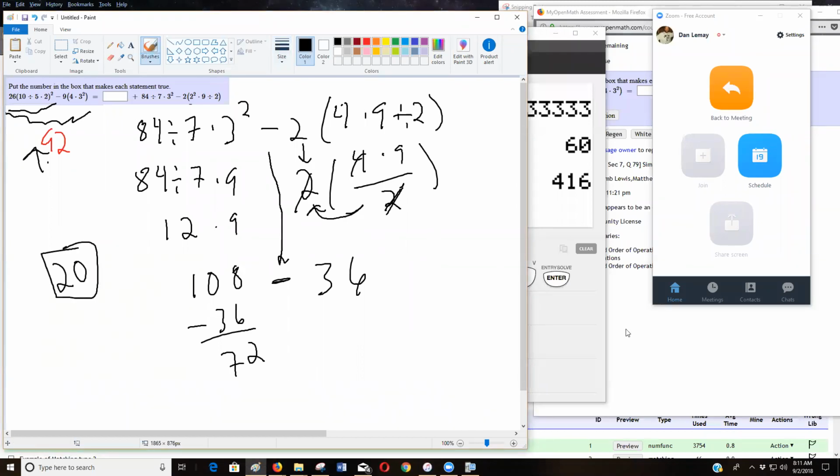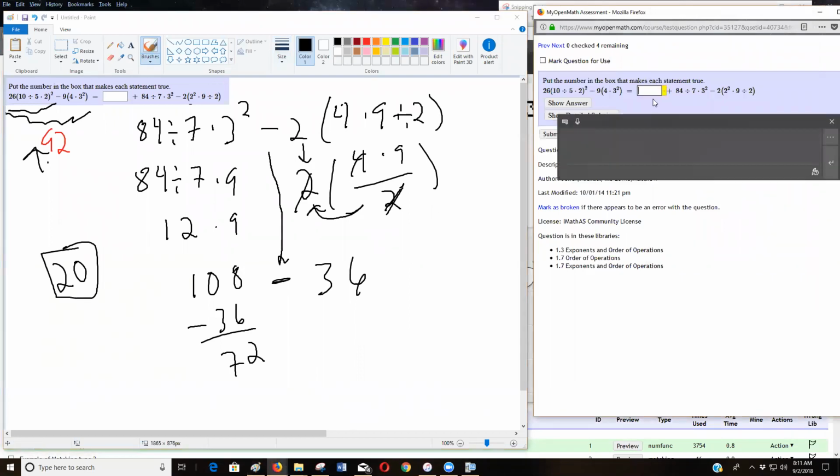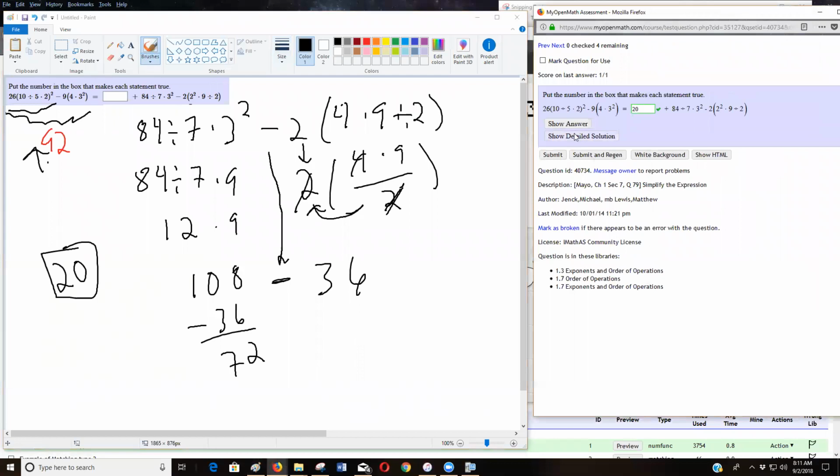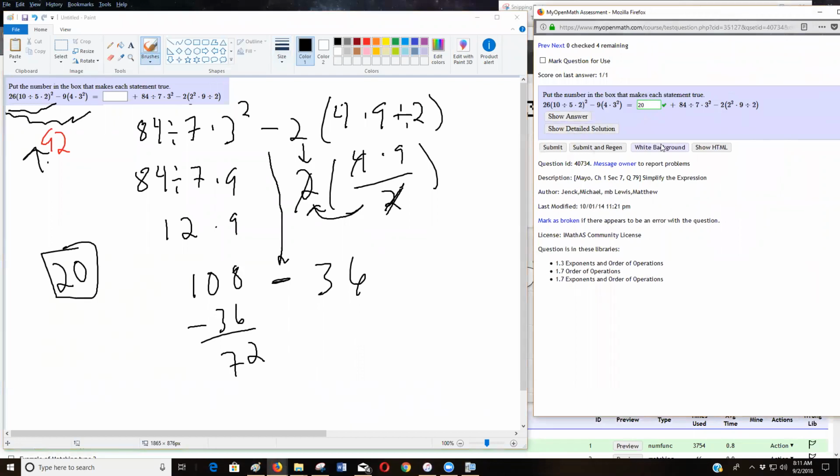Now, I have gotten this problem wrong. I've done this a couple of times with some other classes. Let's see, 20. Let's see how I do. I liked it. All right, so I hope that wasn't too confusing. This is a challenging question, so keep trying. If you can get it, pat yourself on the back.